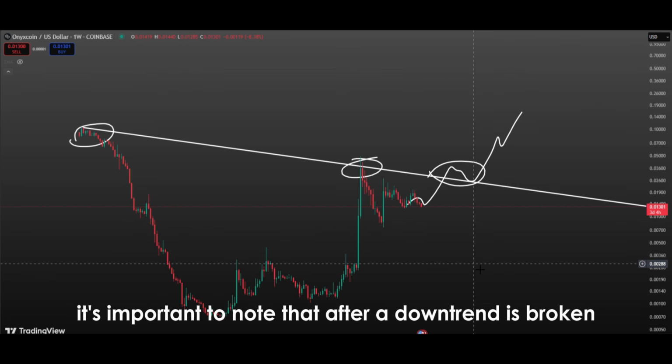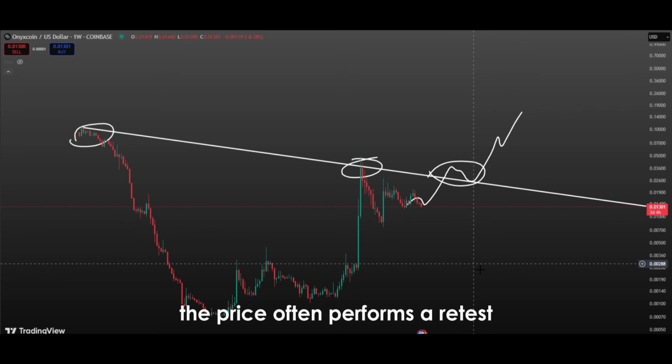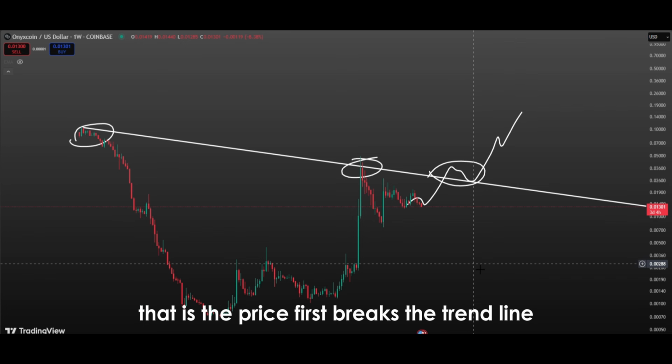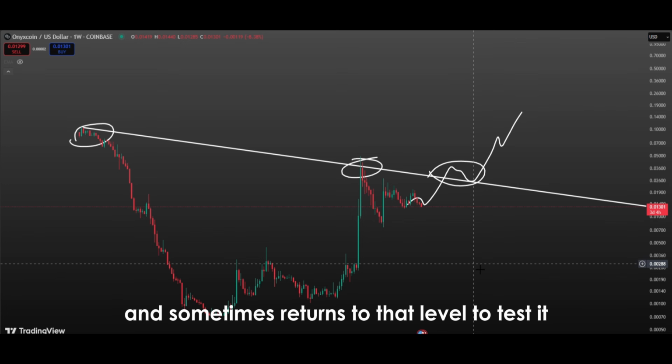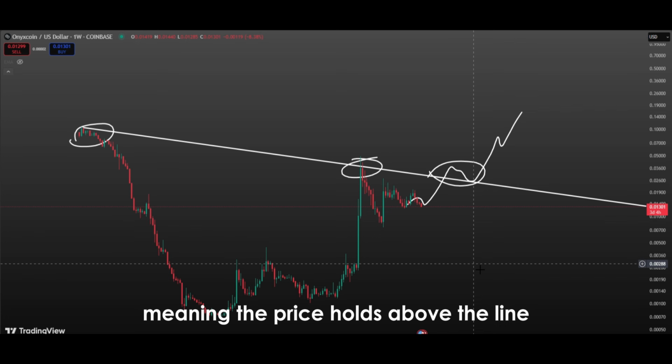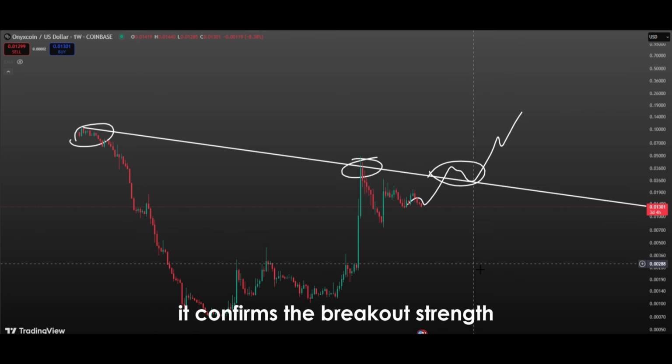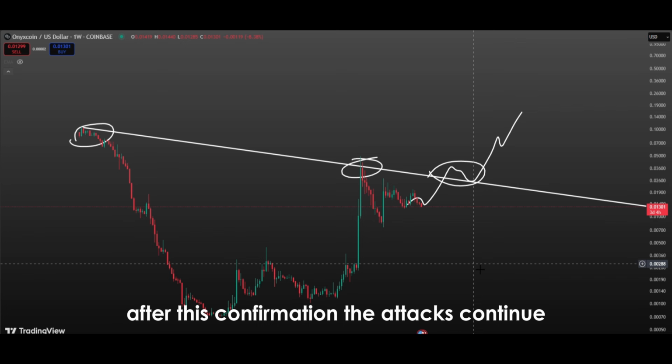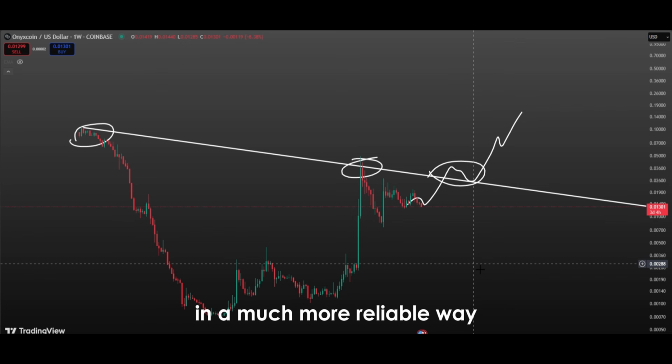At this point, it's important to note that after a downtrend is broken, the price often performs a retest. That is, the price first breaks the trend line, then settles just above it, and sometimes returns to that level to test it. If this test is successful, meaning the price holds above the line, it confirms the breakout's strength. After this confirmation, the attacks continue in a much more reliable way.